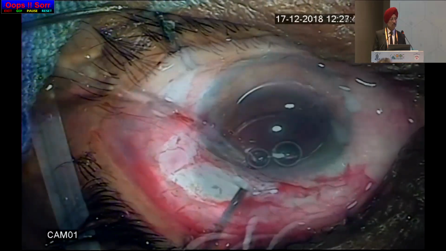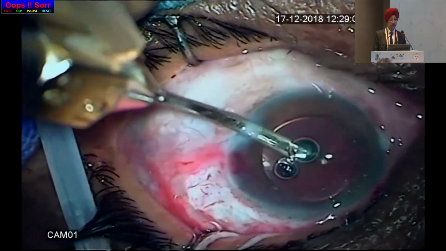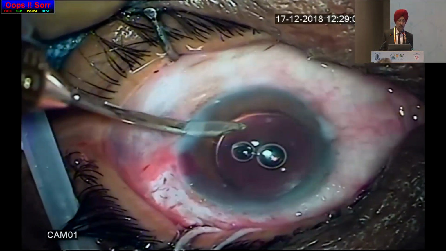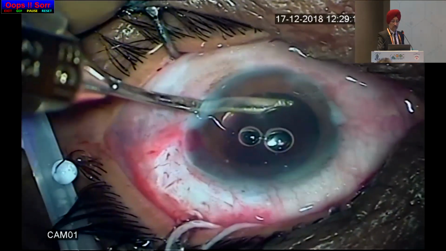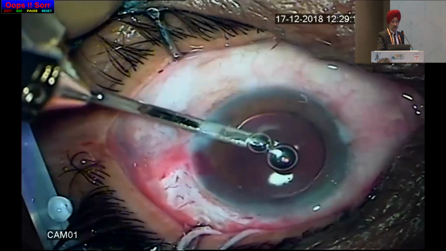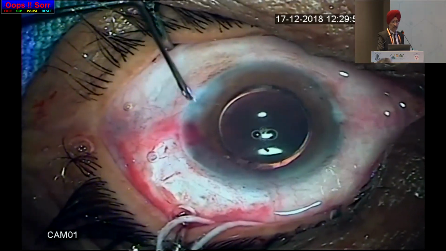IOL haptics should never be left in the sulcus. This design of IOL will lead to severe iritis or lens iris touch related complications. A thorough visco wash is mandatory. Clear every bit of visco from any part of the eye, the anterior chamber, posterior chamber, from behind the IOL and lastly from the endothelium.